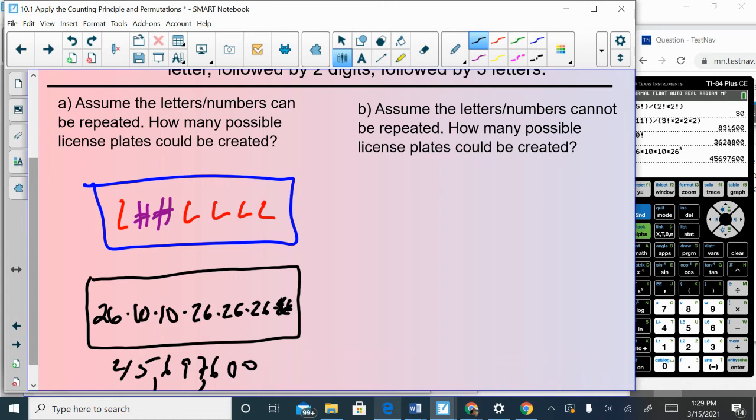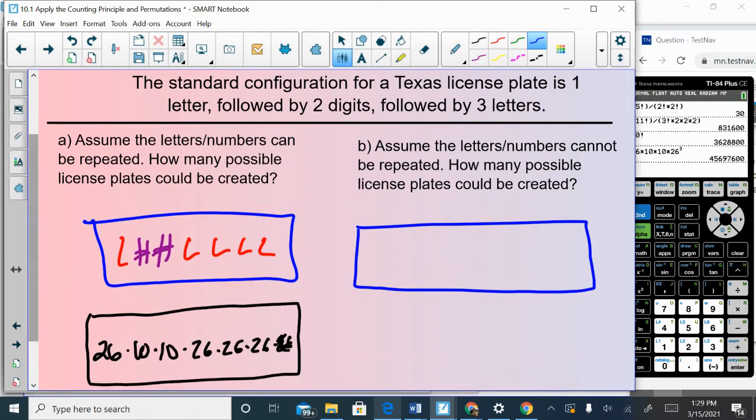45,697,600 ways to write that license plate. Now I can make a new problem that's very similar that says to assume that the letters and digits cannot be repeated. In that case, we'd still have 26 letters at the very start to choose from, and we'd still have 10 digits at the very start. But once we've chosen a digit, because we can't repeat this one, we only have 9 choices, because whichever one has already been decided, we have 9 choices left.